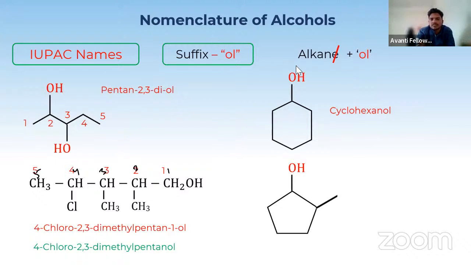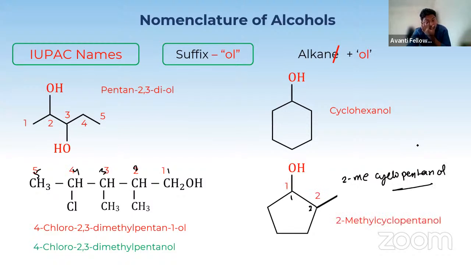Very good, very good. So you give number 1 and 2. Then we can clearly call it 2-methyl cyclopentanol. 2-methyl cyclopentanol is the correct answer. Very good team. You guys are really doing a good job.